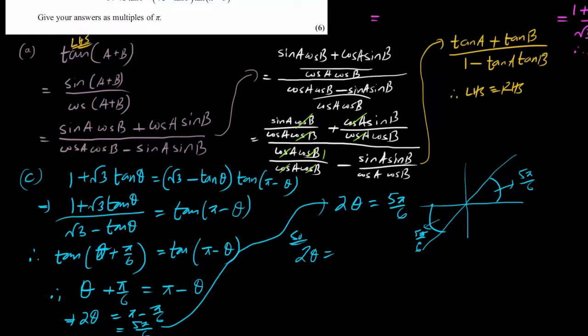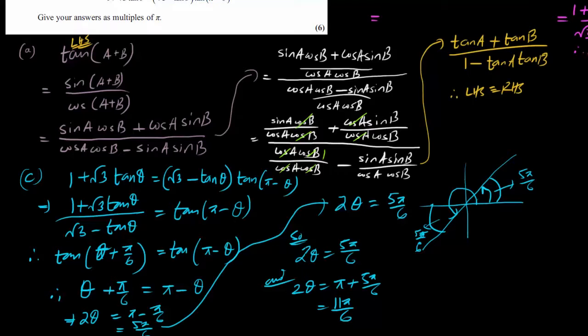So 2 theta equals to the first quadrant is the same as the basic angle. So this is going to be 5 pi by 6, and 2 theta in the third quadrant is going to be pi plus 5 pi by 6. So pi plus 5 pi by 6. This turns out to be 6 plus 5, 11 pi by 6. Now remember, this is 2 theta.